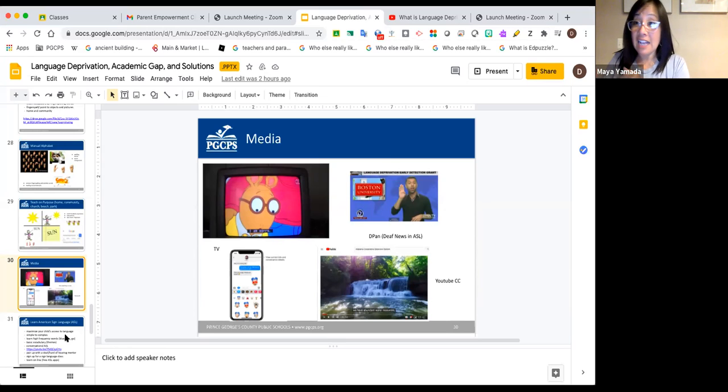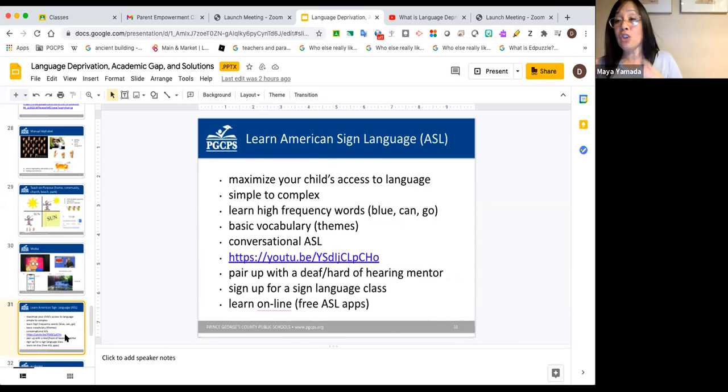Okay, and last but not least, if you want to maximize your child's access to language, you start learning sign language, and you start small because it's overwhelming. So you start small and build on your skills. And when you become comfortable, you can increase your ASL skills. And then you can eventually have conversational skills in ASL.